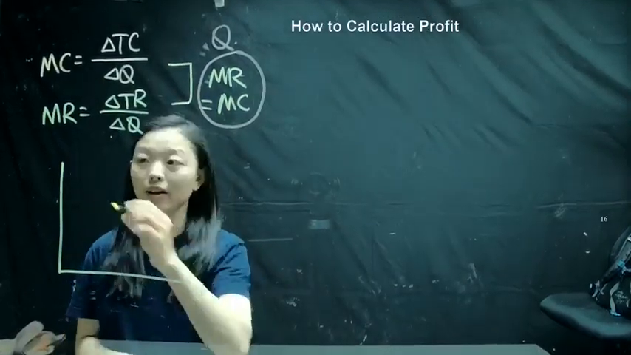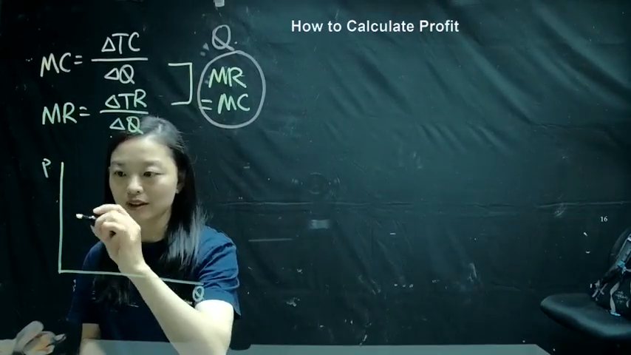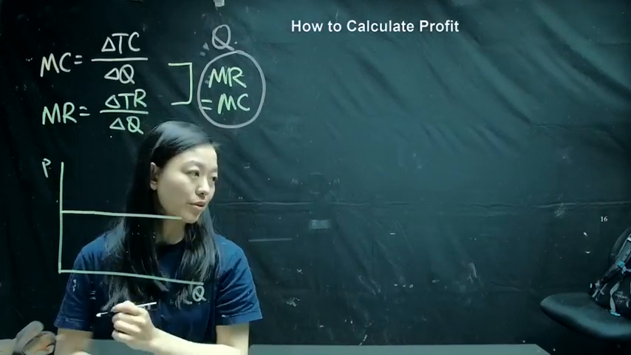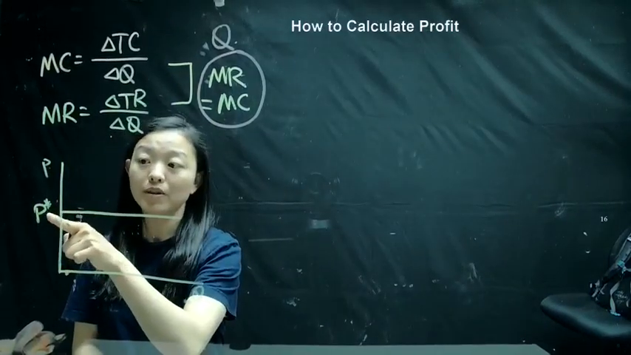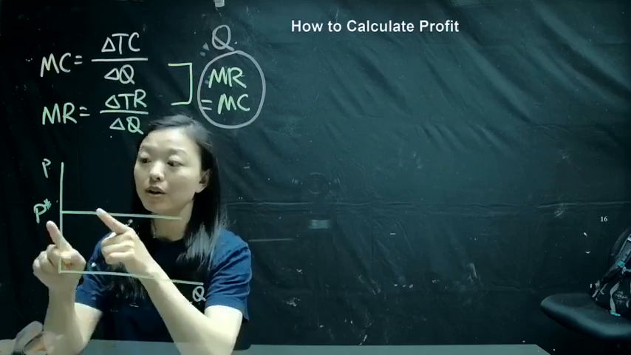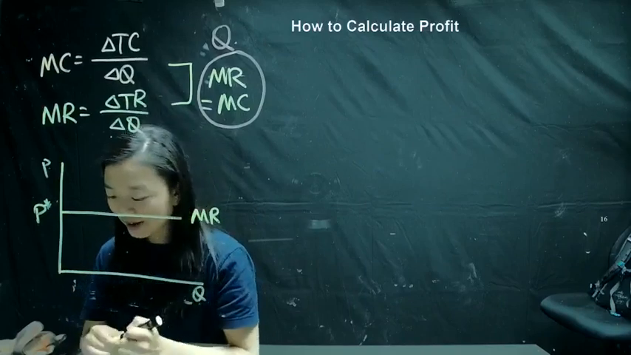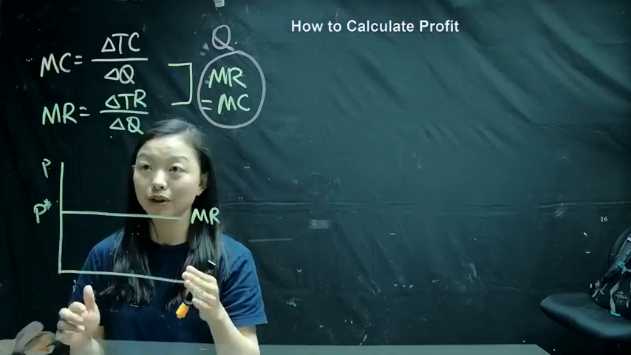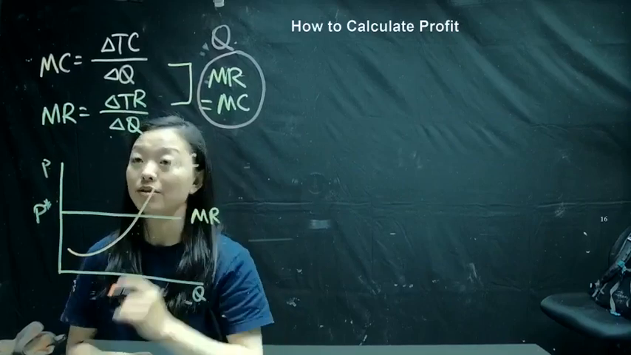Assume this is the quantity, and this is the price. So first, I will draw a horizontal line. This horizontal line means the market price will always be fixed at this level. And remember, in a perfectly competitive market, price will also equal marginal revenue. Then how can we get the marginal cost curve? Do you still remember at the beginning of this class, we reviewed the marginal cost curve, right? So this should be the marginal cost curve.